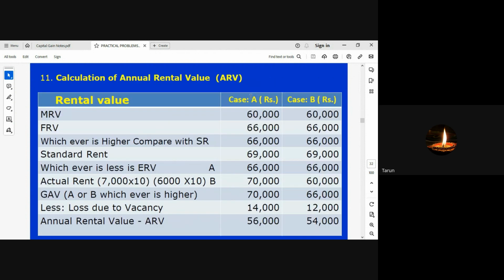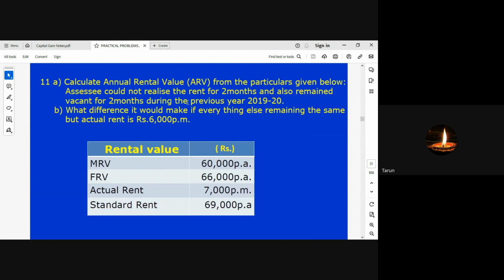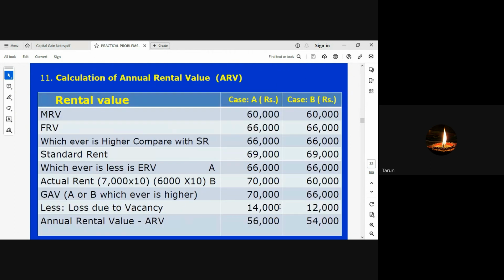So in case A, you need the actual rent and the loss due to the vacancy. The actual rent is 7,000. 7,000 into the loss due to the vacancy, that is 14,000. So you need to deduct accordingly. See, this is the loss due to the vacancy of 2 months. So 7,000, that is the actual rent, into 2, 14,000 is the loss due to the vacancy. You have to deduct it from the gross annual value.